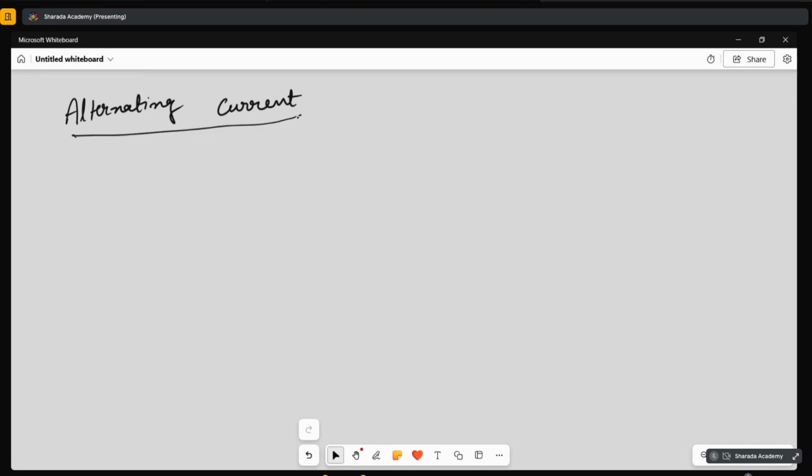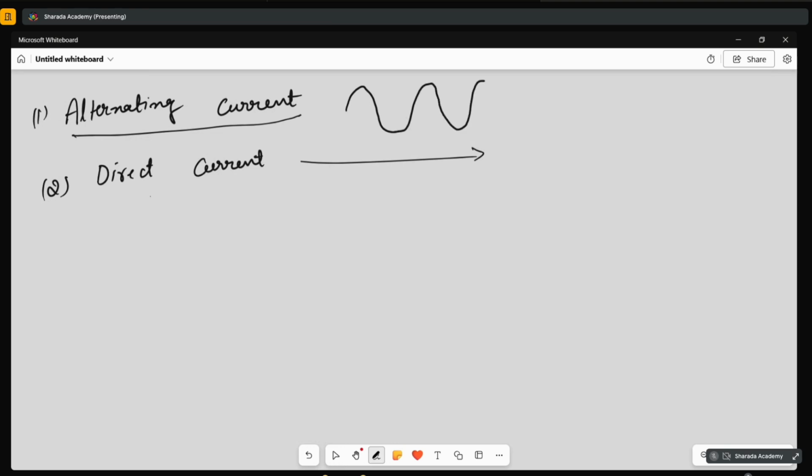Listen once. In the current, there are two types. One is the alternating current, the second one is the direct current. Direct current means it is unidirectional. That is, it will flow in one direction itself. Whereas the alternating current flows continuously and changes its direction.